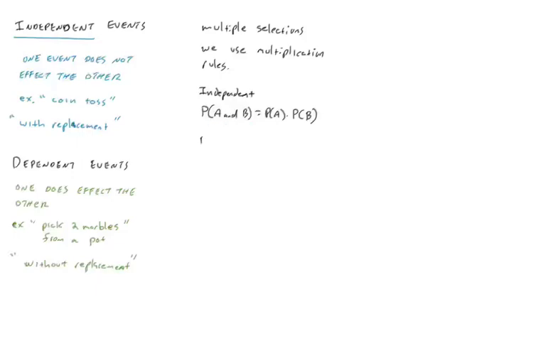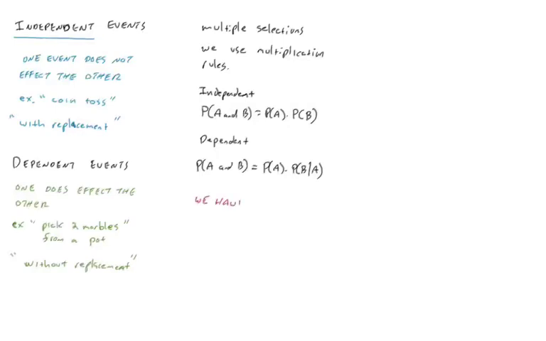So let me write the definition for dependent here, and then we'll get into some examples. So same thing here for multiple selections. Probability of A and event B happening is going to be probability of A times probability of B given that A already happened. Okay, and so it's still the multiplication rule, multiple selections. We're going to end up multiplying, but there's a slight difference here. And again, I don't want to get too caught up on the formulas. I'll write them down, but let's think of it a little bit more intuitively.